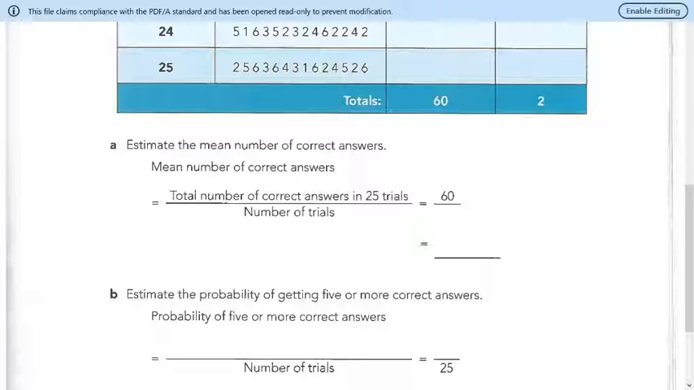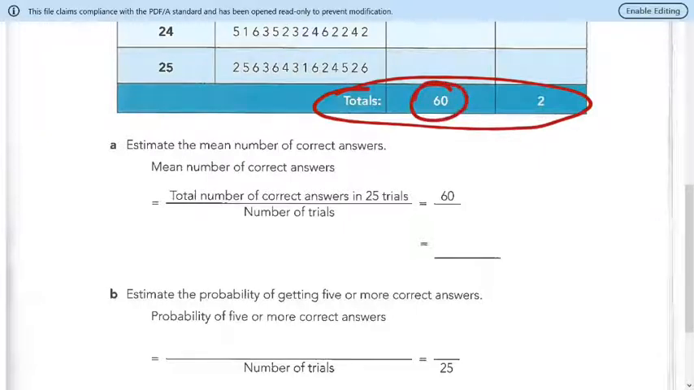All right, so if we look at the bottom, let's finish this off really quickly, and then we'll come back to it. If you look at the bottom, you'll see they've given totals for each column, right? So they gave you 60. That's the total number of correct answers out of all the trials, right? And the 2 was how many times he got 5 or more. So, estimate the mean number of correct answers. That's just 60 divided by how many trials did he perform? 25, which gives you 2.4. Okay? So we're good?